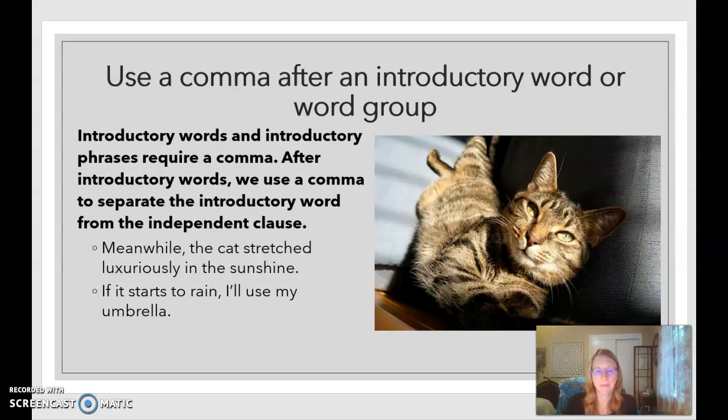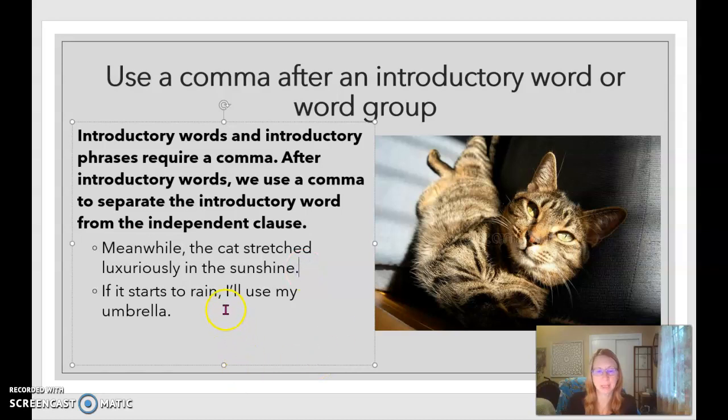So here we have two independent clauses in the second part of each sentence. Meanwhile, the cat stretched luxuriously in the sunshine, and I'll use my umbrella. Those are both complete sentences. But notice the word here is the introductory word meanwhile. We use a comma after that to separate it from that independent clause.